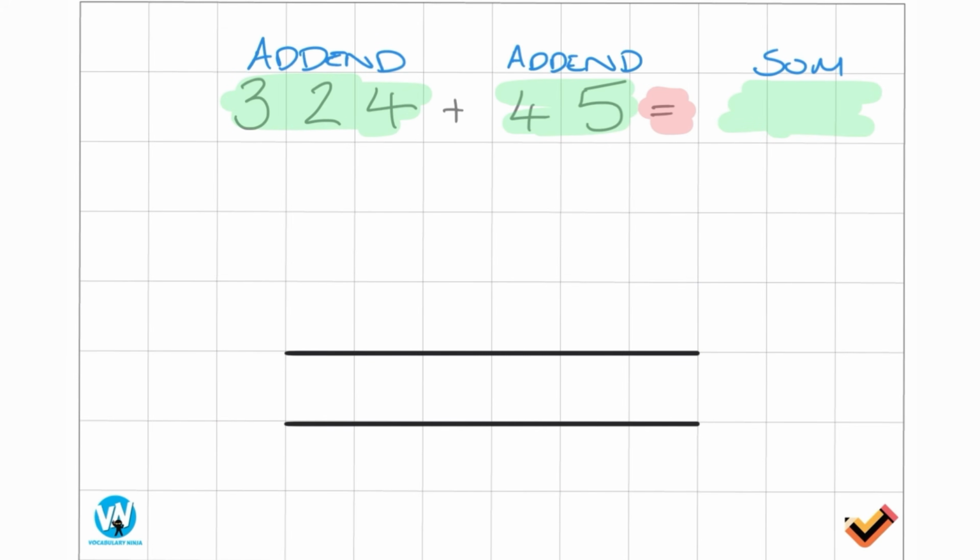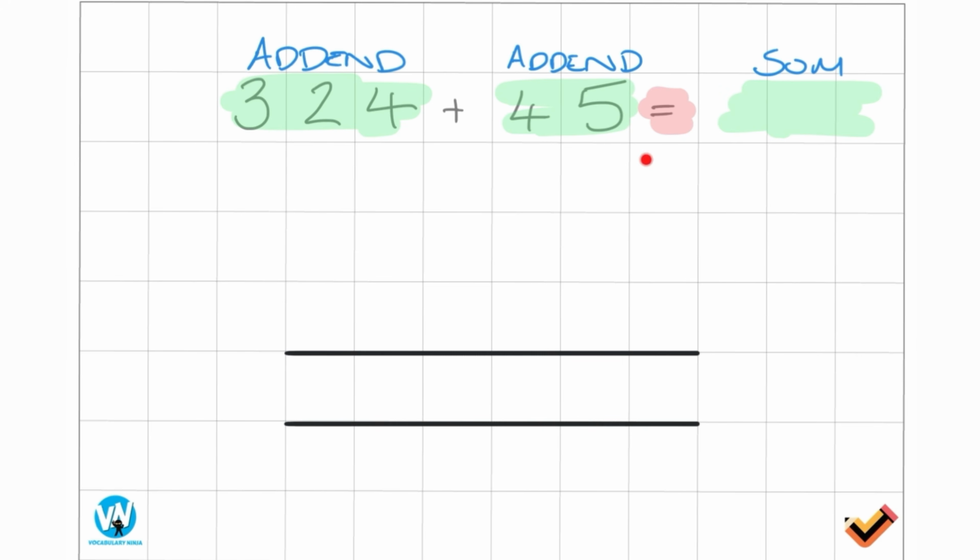Right then, let's get straight into it. So straight away, the first thing we need to think about is just what is addition. If we look at the example above, we've got 324 add 45 equals an unknown number. To start with, we need to understand that these 2 numbers that are being added together are known as the addends, and the total of the 2 addends, or 3 or 4 addends, is the sum. Okay, so that key vocabulary is important.